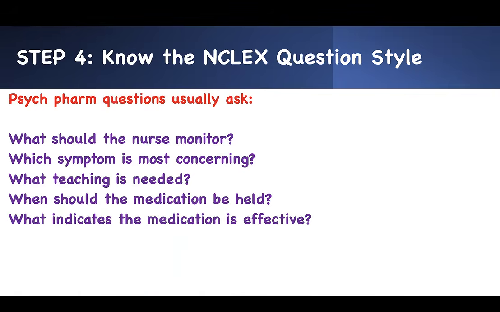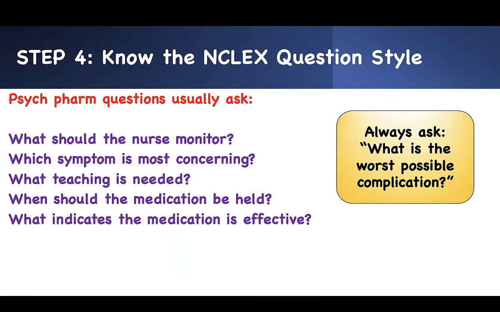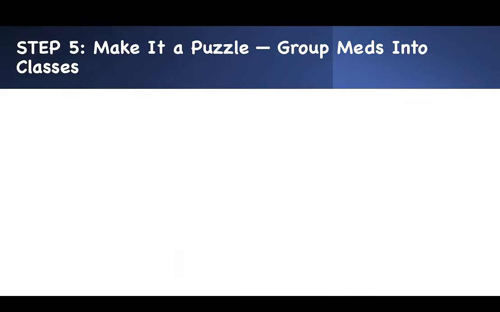When do you hold it? When you see the bad symptoms. What indicates the medication is effective? You're treating the problem. That's the strategy, step 4. Now, this is the best one. If you don't remember anything, everything is based on that. If you ace step 5, you ace 1, 2, 3, 4 already.